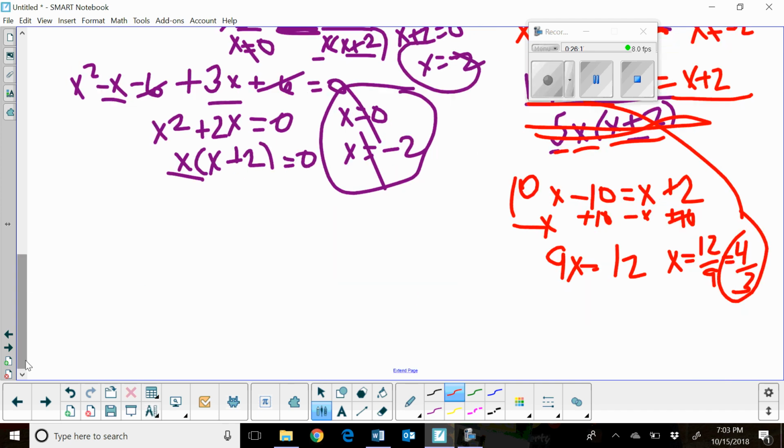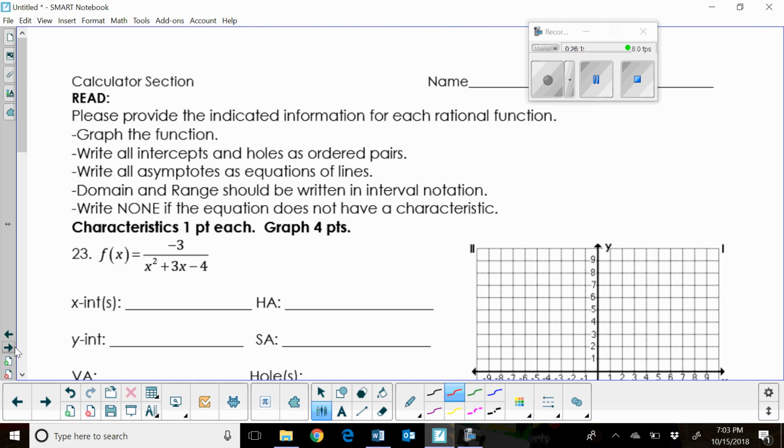Okay, and that is the end of the non-calculator part. So I'm going to stop there, and we'll look at the calculator part in a minute.